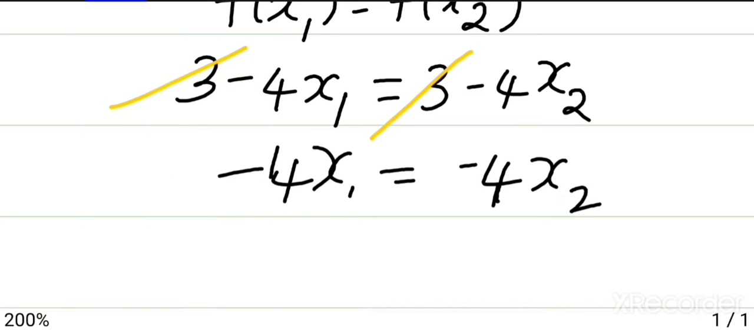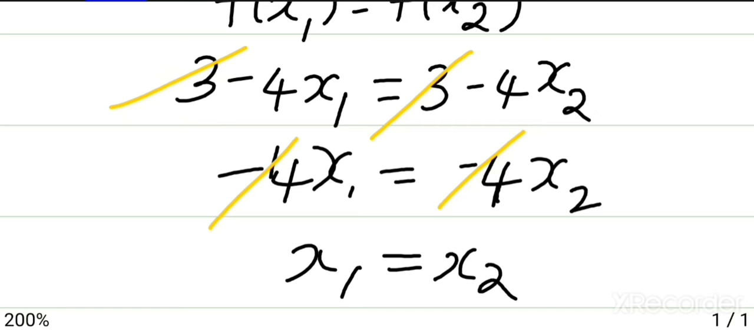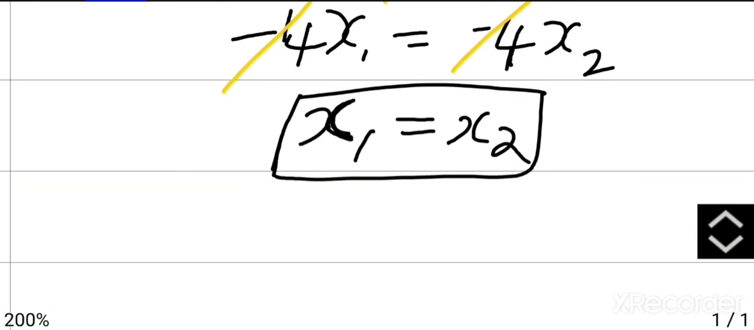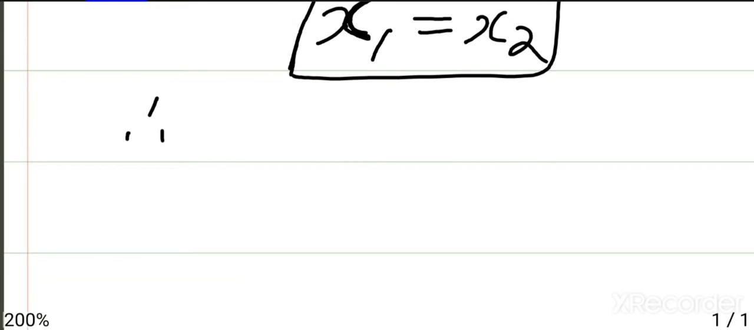Once more, the minus 4 and minus 4 cancel. So we get x1 equals x2. Whenever you prove this x1 equals x2, it means that the function is one-one. You should write: therefore, f is one-one.